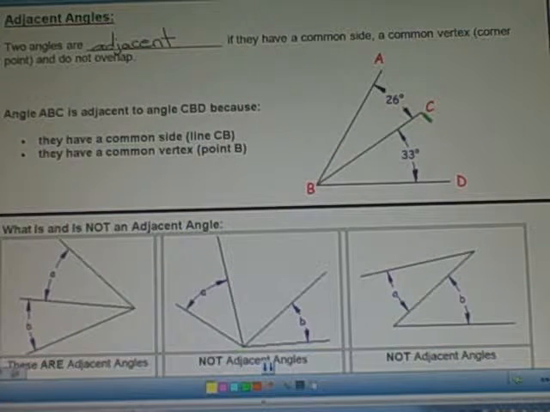side C. If they have a common vertex, so these are sharing vertex B or point B, and they do not overlap. So there's no overlap between these two angles.